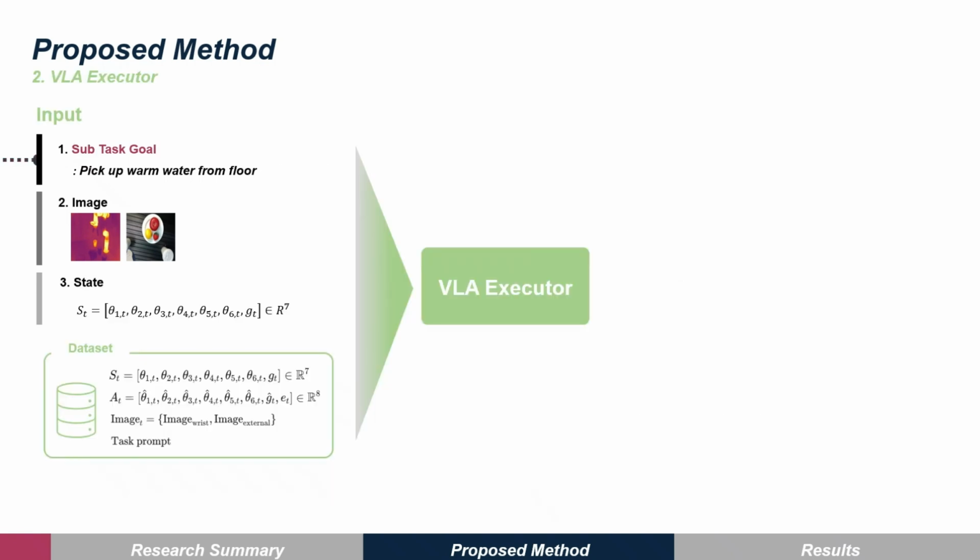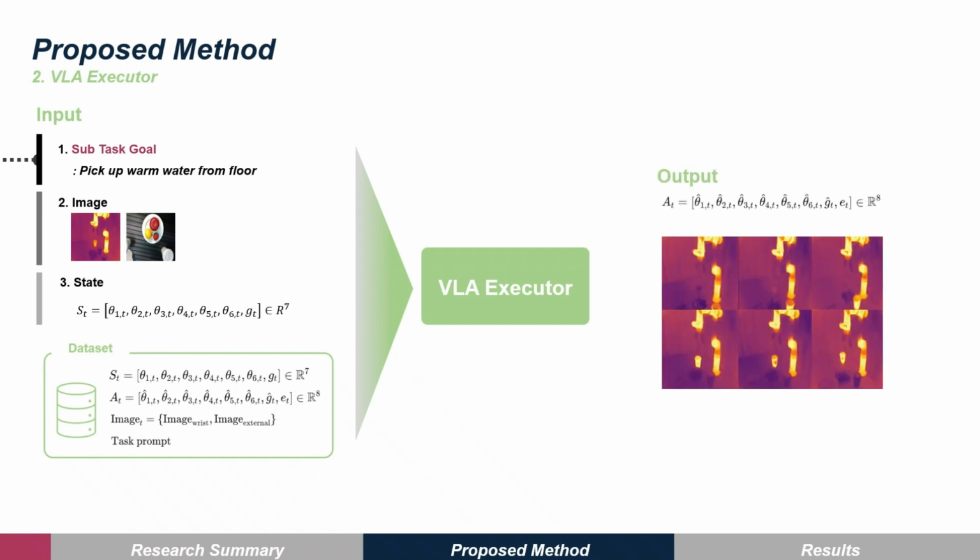The VLA executor takes the decomposed subtasks, images, and the robot state as input for inference. The dataset used for training the model is shown in the bottom left.